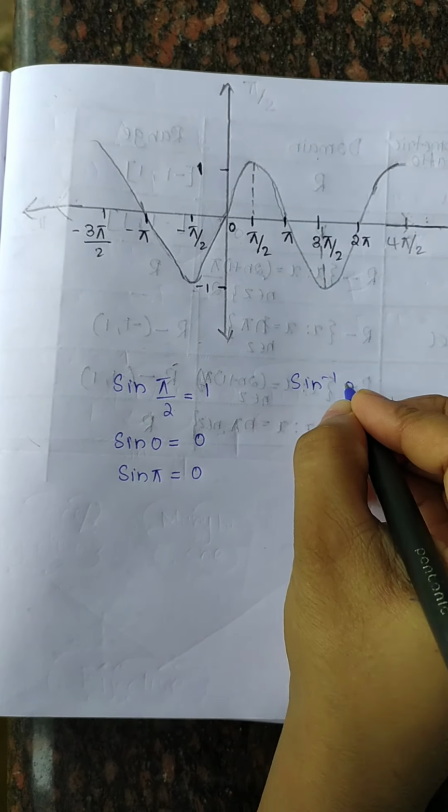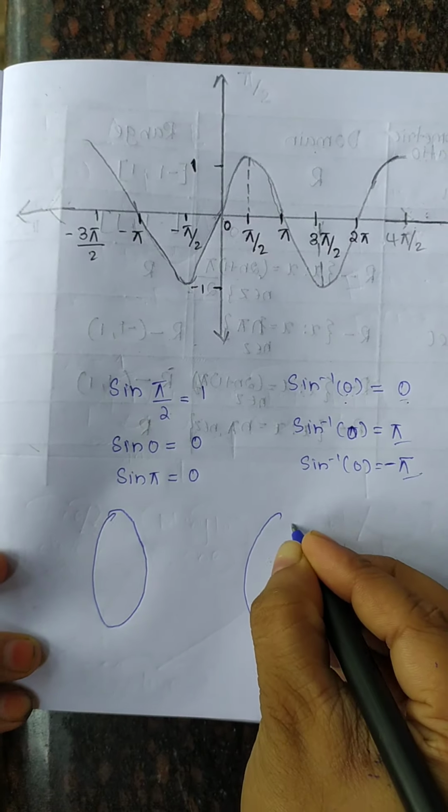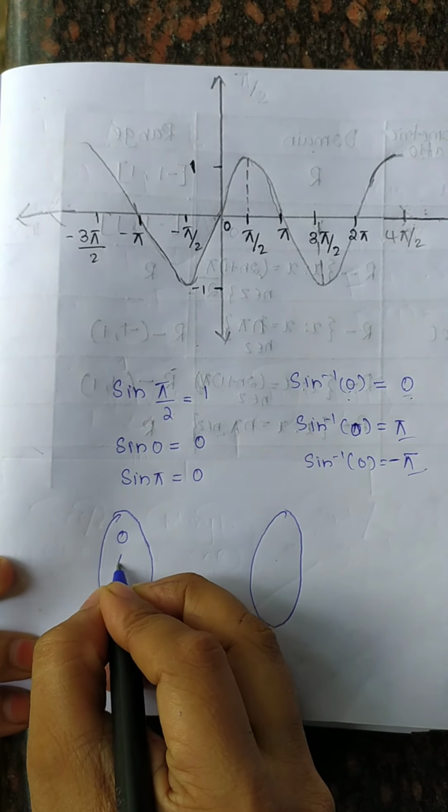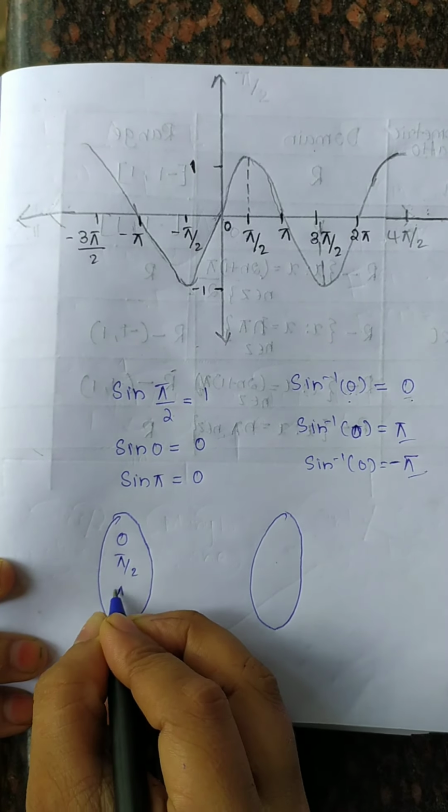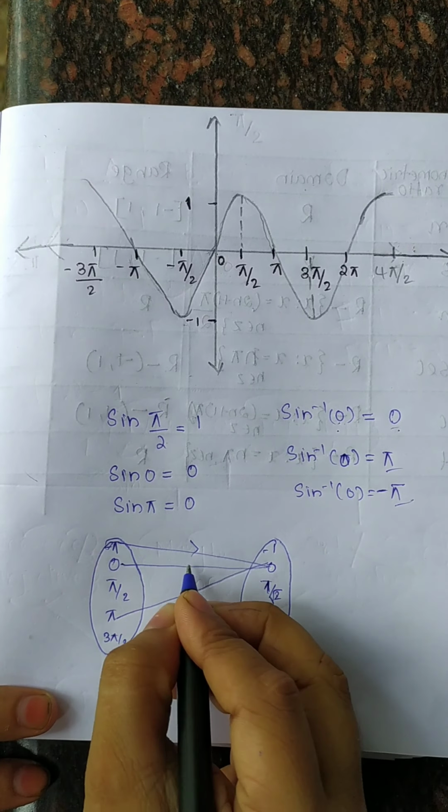For this one, I will explain. Consider a domain, set A, with the elements 0, pi by 2, pi, 3 pi by 2, minus pi. Here, what are the values we get? -1, 0, 1 by root 2, 1 by 2, root 3 by 2. These are all the trigonometric function values we get. For 0 the value is 0. Then pi, again 0. Minus pi, again 0.